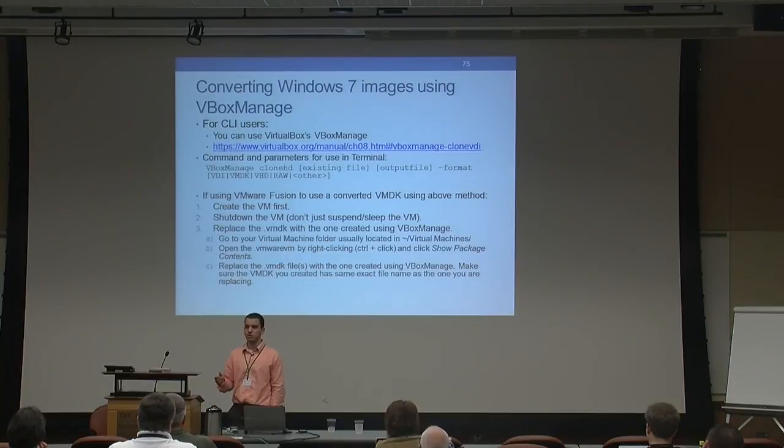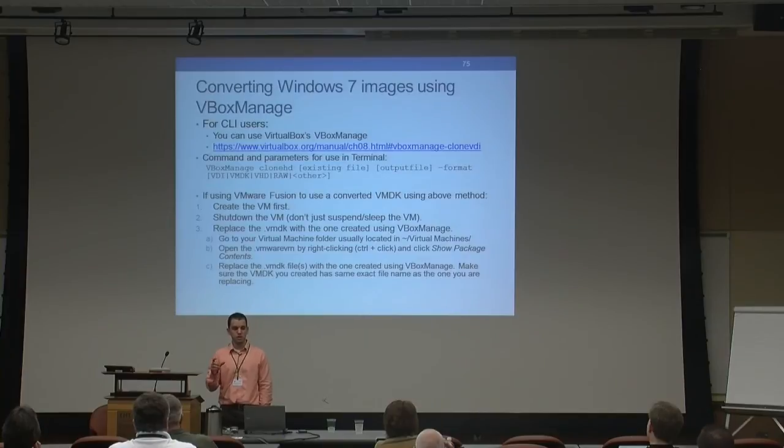To do that, you go to your home directory and look for the Virtual Machines folder. There's going to be a file there with the extension .vmwarevm. Just right-click that and click on Show Package Contents. In there, you're going to see a bunch of files. You'll probably see a good number of VMDK files. Just take note of the file name.